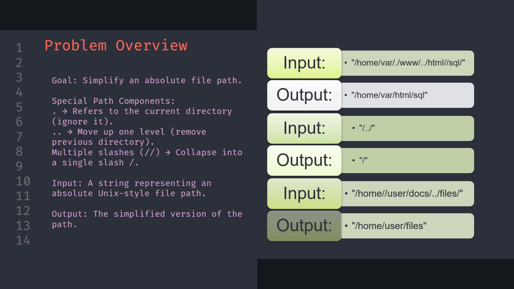A single dot should be ignored. Two dots move one directory up, and multiple slashes collapse into one. For example, /home/var/www/html/sql simplifies to /home/var/html and /sql.